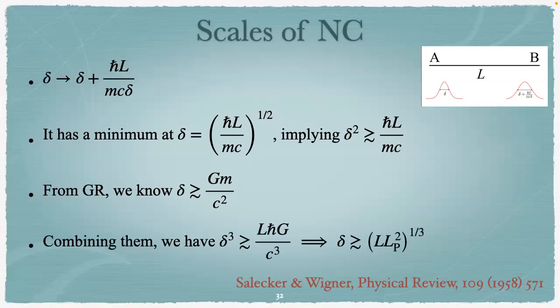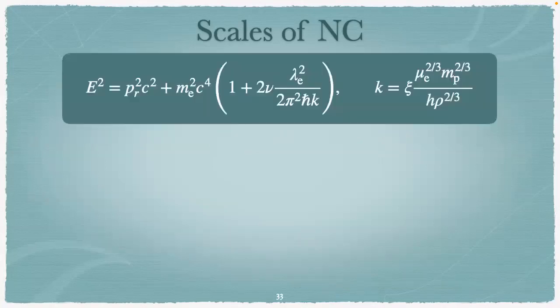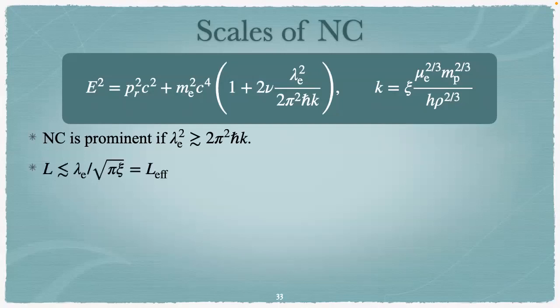So you just combine these two relations, and you can show that the uncertainty length scale depends not only on the Planck length, but also on the system length scale. It's the combination of both of them. So how is it important in our case? This is the energy dispersion relation, and you can understand non-commutativity is prominent whenever the numerator is higher than the denominator. And this can be written in this form.